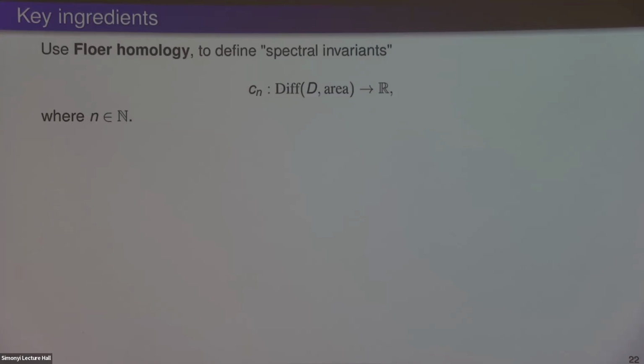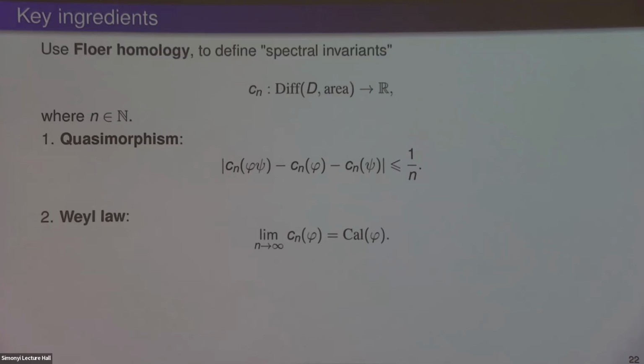Now, they are useful because they have the following properties. They're not group homomorphisms, but they are what we call quasimorphisms, which means they satisfy the group homomorphism property up to a bounded error. In the case of our invariants, we showed the nth invariant has an error of 1 over n from being a group homomorphism. Okay, so we will see this is important.